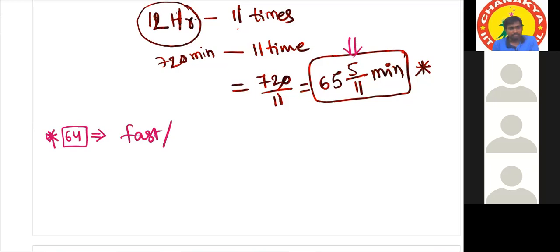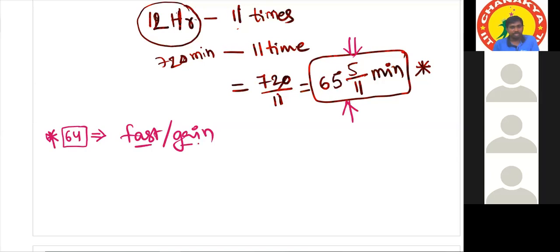Why losing? It's gaining, right? Suppose if I provide 100 rupees for a project, you have completed it in 90 rupees only. Then what about the remaining 10 rupees? It will be in our pockets, a gain for you, right? Yes, sir. So I'm telling you again the same point. If in a clock the minute hand overtakes the hour hand in less than 65 5 by 11 minutes, then it is moving faster or gaining time.